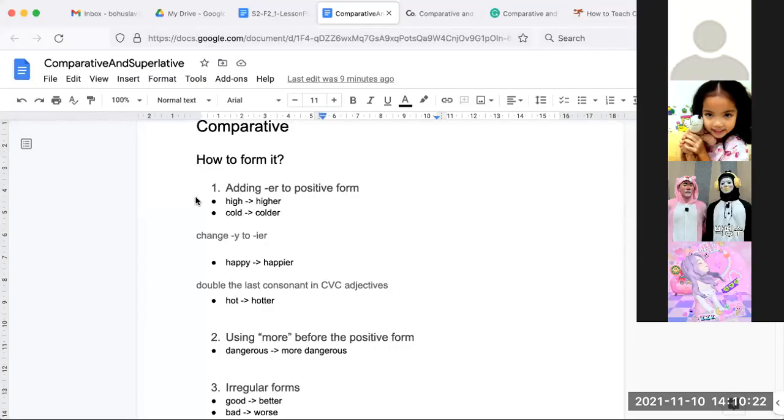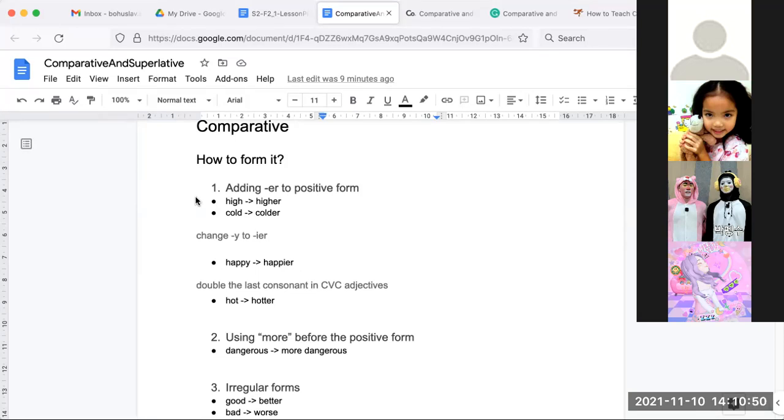So the base form, or we call it the absolute or positive form. That's how we call it. And we have three ways to form a comparative. First, adding the letters ER or R to the positive form. We have the adjective, positive, high, and we add ER to make the comparative, higher.